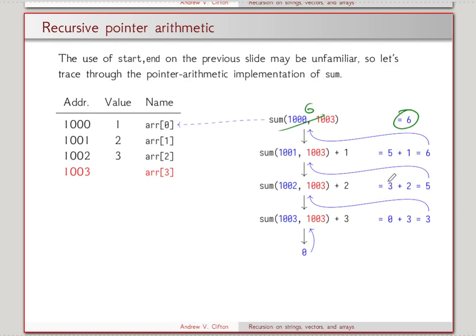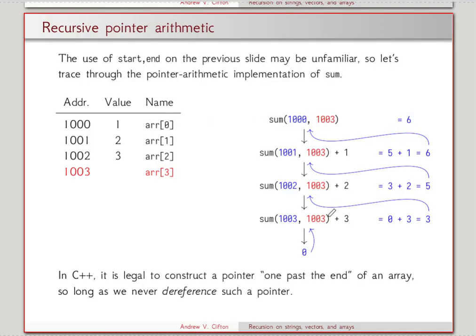So start is kind of like, you know, walking through the array, pointing first to the first element, then the second element, then the third element, and then it hits the end of the array. And then on the way back out, we're just adding up the stuff that we sort of saw on the way down there, like that. Like I was saying, right, in C++, it's legal to construct a 1 past the end pointer, but we never dereference it, right? We're never doing star end, because then we would be saying like, hey, what's in here? Like, what's there? And that spot does not technically belong to me.